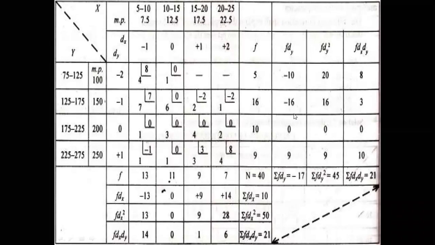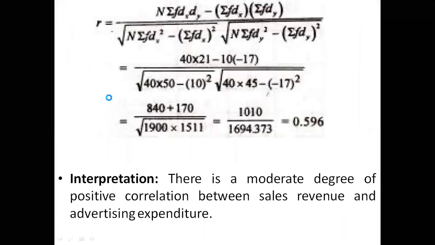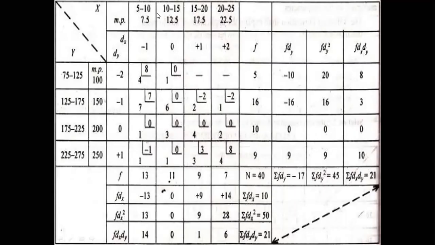As you can see in this slide, we have arranged the given set of data in this particular format. Now let me explain how we insert various data and how we calculate various values to calculate the coefficient of correlation. Here x and y values are given. X is considered for advertising expenditure, as we saw in the previous slide, and we have denoted sales revenue by y. So we have represented both of these in this way.